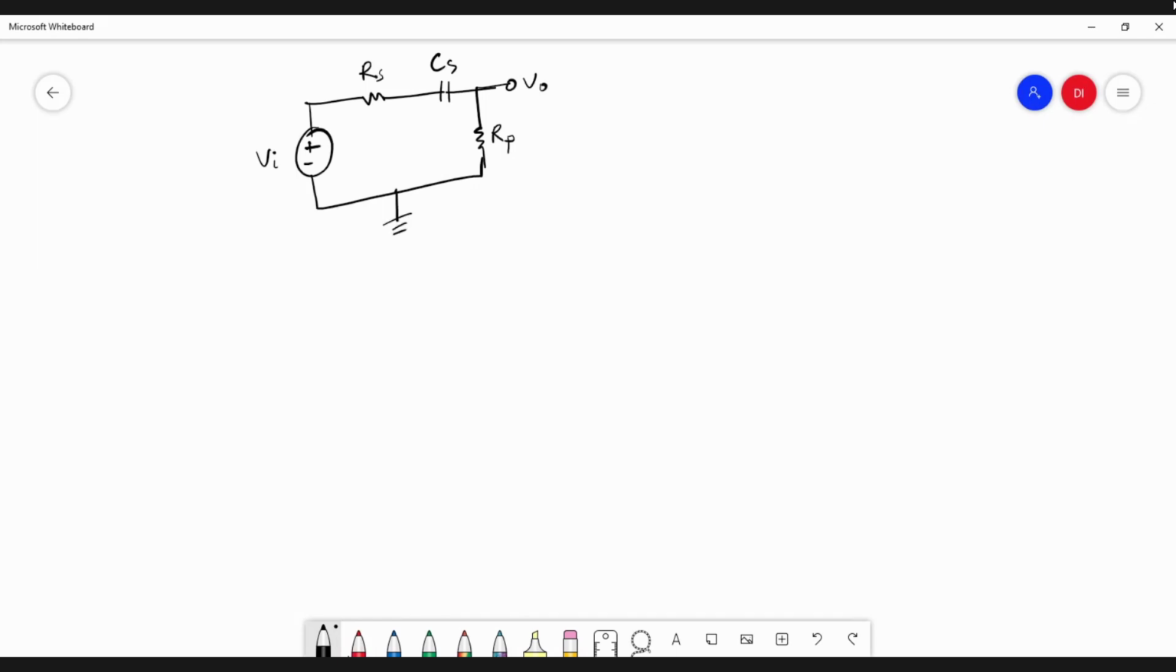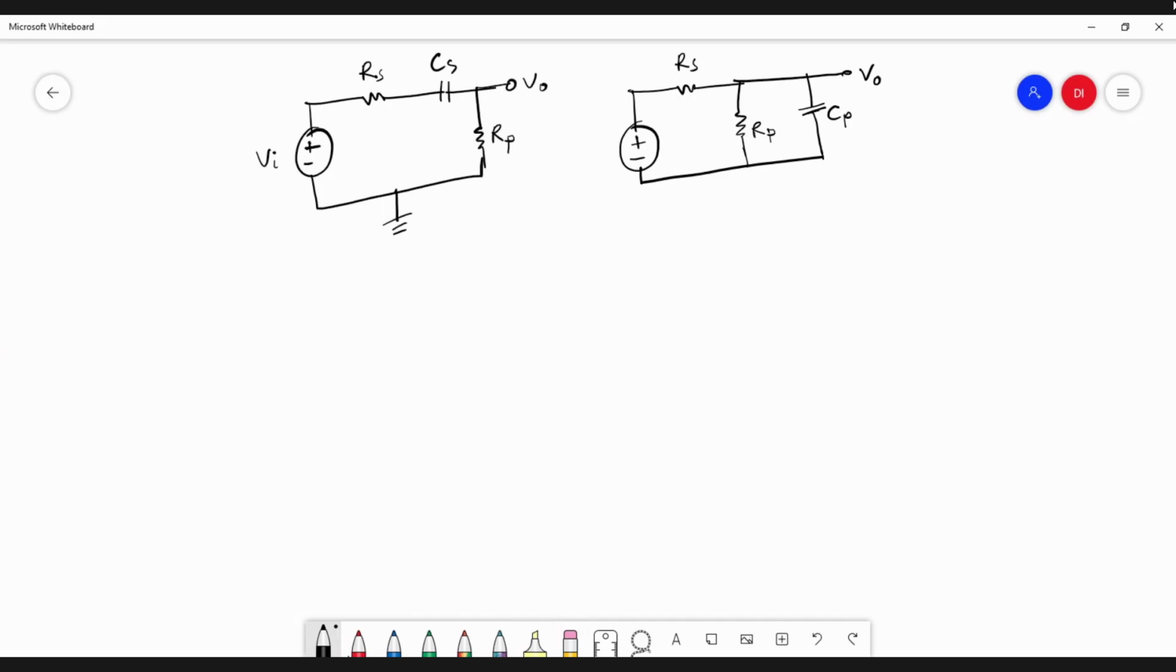Alternatively, we can take another simple parallel circuit where there is a series resistance Rs, a parallel resistance Rp, and the parallel capacitor Cp, and it has an output voltage.